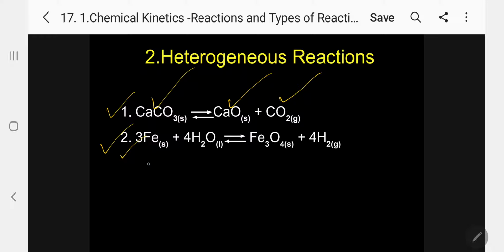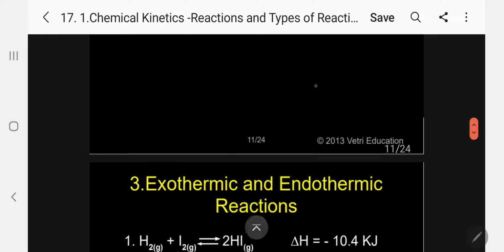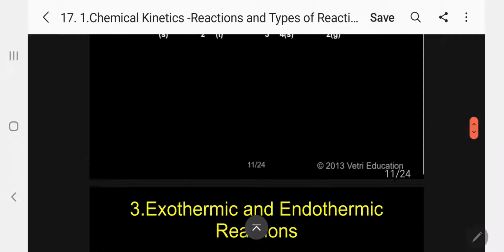The second case, 3 moles of iron solid, 4 moles of water liquid, and 1 mole of Fe3O4 solid and 4H2 gas. So solid, liquid, solid, gas. So all three phases are present. So it is an example of a heterogeneous reaction. So very easily you have to find. Since it is a double side arrow, it is a closed container, equilibrium is attained. Single arrow, open container.